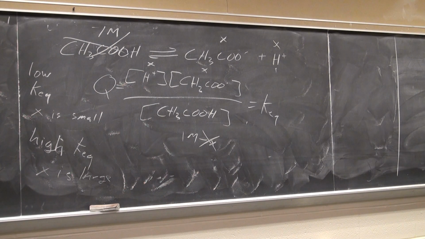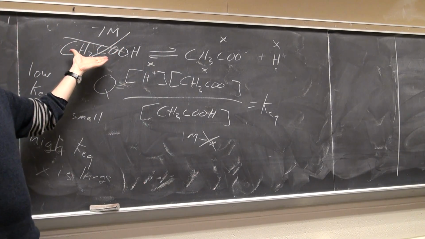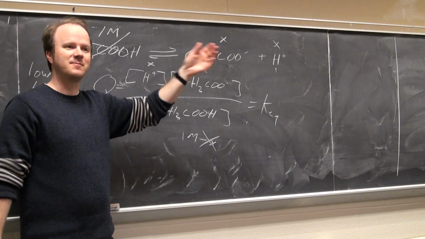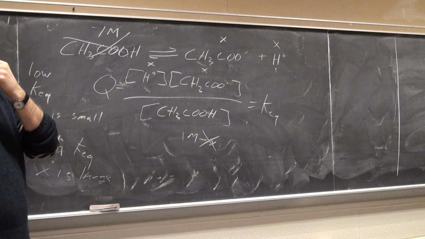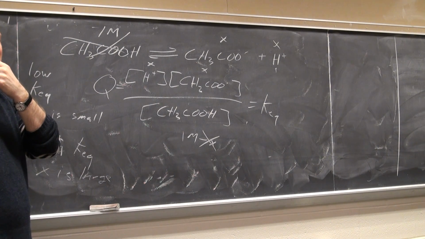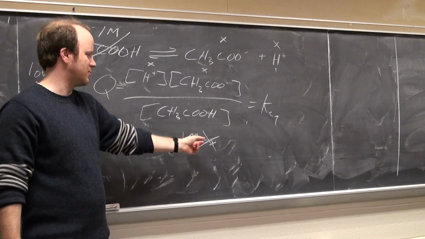So low KEQ means that the reactants are favored, correct? Correct. Low KEQ tells you that this side of the equation is favored. Okay. High KEQ, that side. So if it was low KEQ, you said that would just pretty much go to 1, since it would be 1 minus X, and X would be a small number. That's correct, yeah. So we could just simplify this as 1 mole.